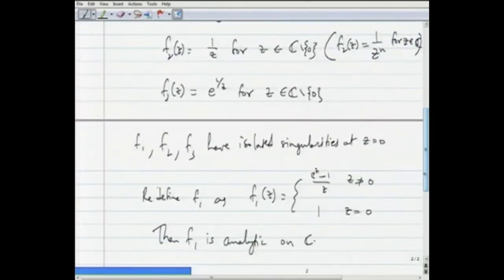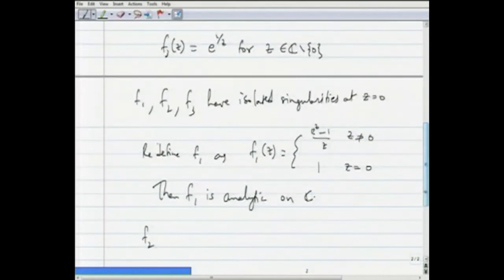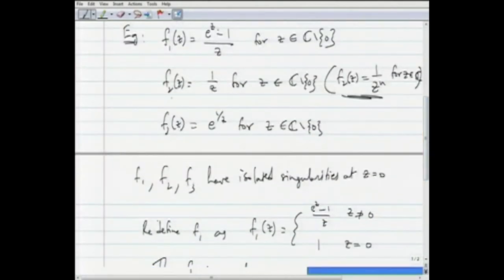F2 of z has another kind of singularity. F2 of z, notice that it tends to infinity as z tends to 0. Whether you consider this definition or that definition of f2 on C minus 0, here also I should have said on C minus 0.